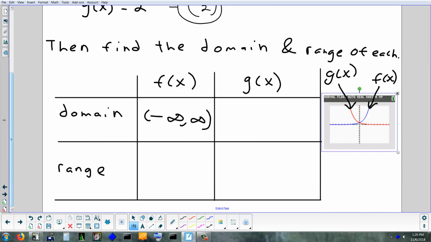And now let's do the range. The range is up to down. Does the blue graph go up and down forever? No. It does one of those. Which one does it do? Yeah. Goes up. Goes up forever. So the range, it's going to go towards infinity. What's the lowest that the graph ever goes? Well, we already said that it never reaches it.